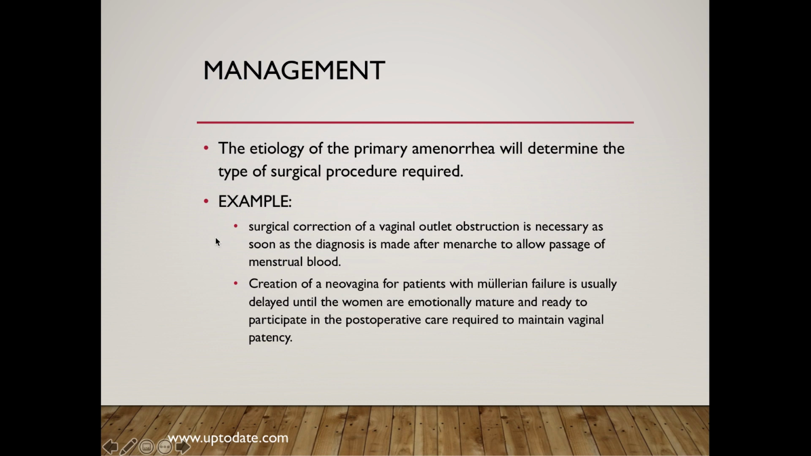For example, surgical correction of a vaginal outlet obstruction is necessary as soon as the diagnosis is made after menarche to allow passage of menstrual blood, and this is applicable for patients with a transverse vaginal septum or an imperforate hymen. We can also create a neovagina for patients with Mullerian failure or uterovaginal agenesis, but this is usually delayed until the woman is emotionally mature or already has a partner and is ready to participate in the post-op care required to maintain vaginal patency.